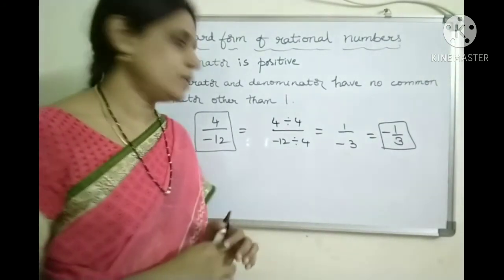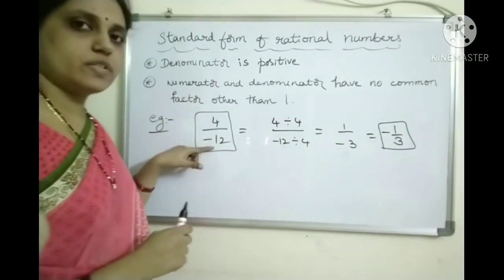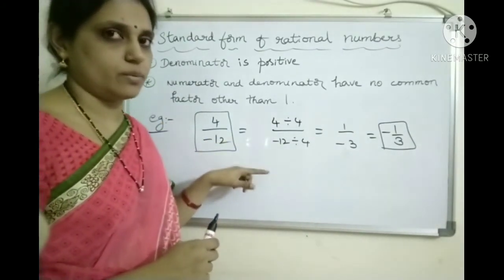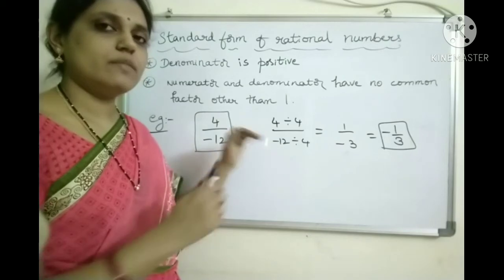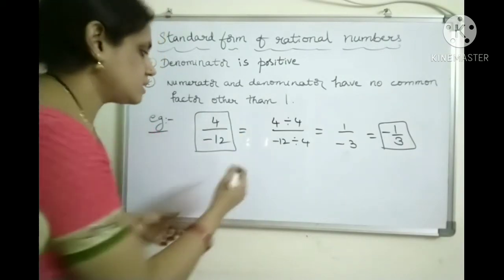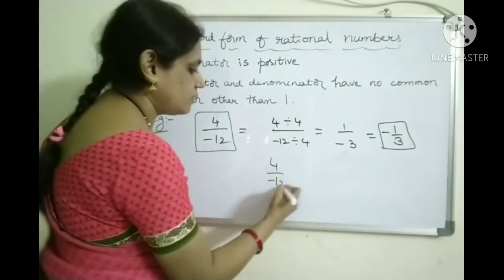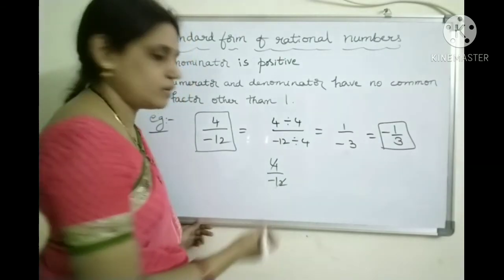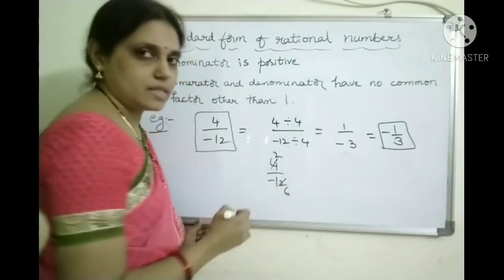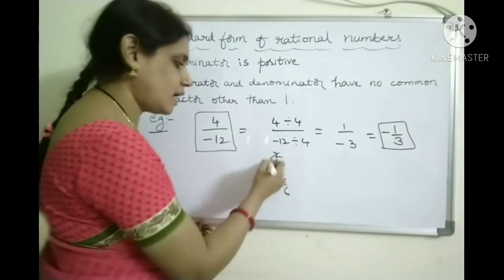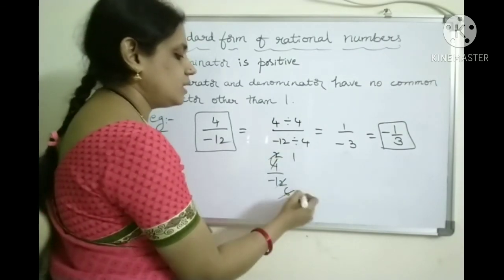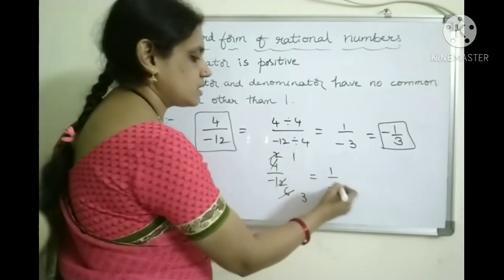Point you have to remember now. Here 4 and 12 actually have the common factor 2 also. So if you cancel 2, then once again you have to cancel. That means 4 by minus 12, if you cancel 2, that is also a common factor, then 2 and 6 you will get, that means 2 by minus 6. Then again you have to do cancellation. Then you will get 1 by minus 3, isn't it?